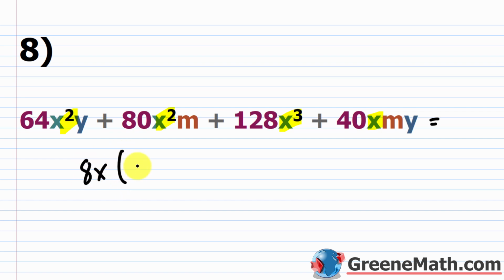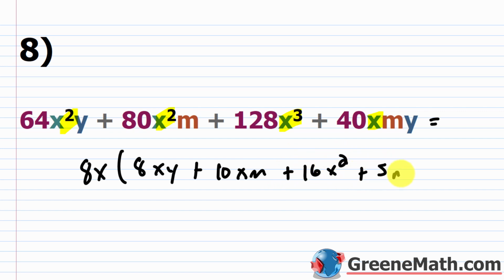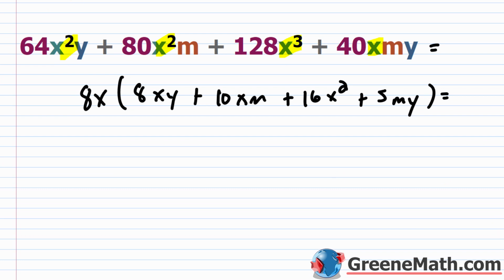So inside here, I would have 8xy, and then plus 10xm, and then plus 16x squared, and then plus 5my. Okay, so I pulled out an 8x from each term. Let's think about the variables. If I go with the first two, x is going to get pulled out and you'd have y plus m. Over here, I have x squared and my, so that's not going to work, because I would have x squared plus my. I'm just thinking about the variable part. So that will not work.